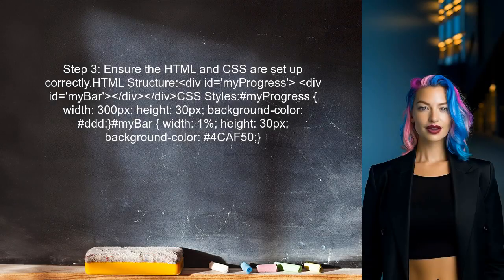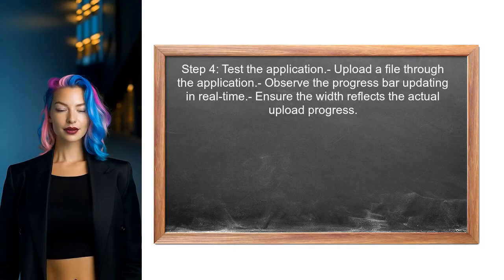Now, the user needs to ensure that the HTML page is set up to handle the progress bar correctly. This includes ensuring that the progress bar is visible and styled properly. Finally, the user should test the application to make sure that the progress bar updates correctly as the upload progresses. This can be done by uploading a file and observing the progress.